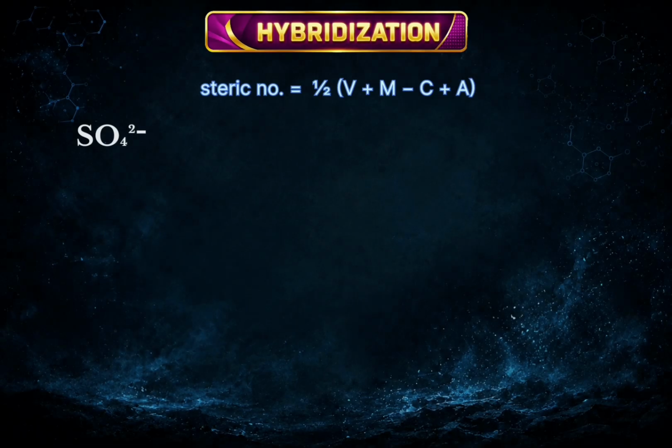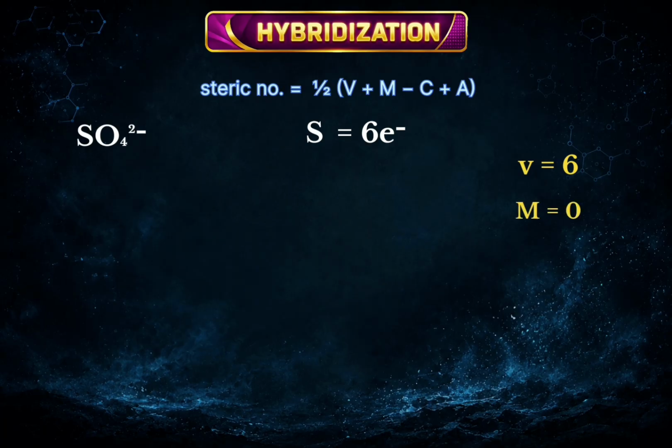Finally, let's solve the sulfate ion, SO₄²⁻. The central atom is sulfur. Sulfur has 6 valence electrons, so V equals 6. There are no monovalent atoms attached. Oxygen is not a monovalent atom. Oxygen is a divalent atom because it usually forms 2 bonds. So M equals 0. There is no positive charge, so C equals 0. The ion has a negative 2 charge, so A equals 2.